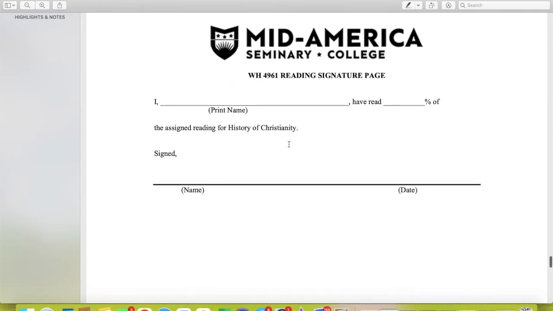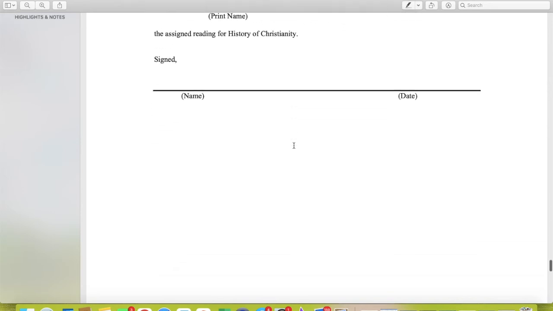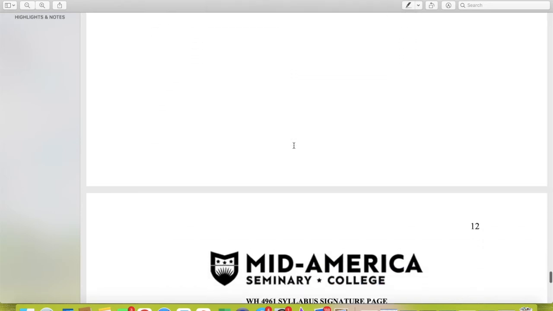Reading signature page. Again, I don't use this page for you guys. Although it says History of Christianity, it's supposed to be World History 1, so don't even worry about it. What I want you to do is email me at the end of the semester. It'll be in Moodle, a reminder: email me what percentage you read.